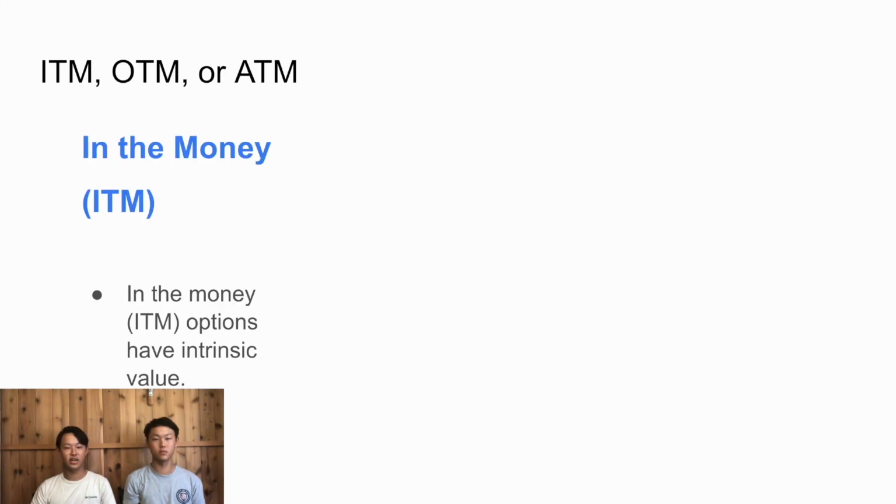Options are classified as in the money, out of the money, or at the money. In the money options have intrinsic value and extrinsic value. For calls, this is when the strike price is below the market price, and for puts, this is when the strike price is above the market price.